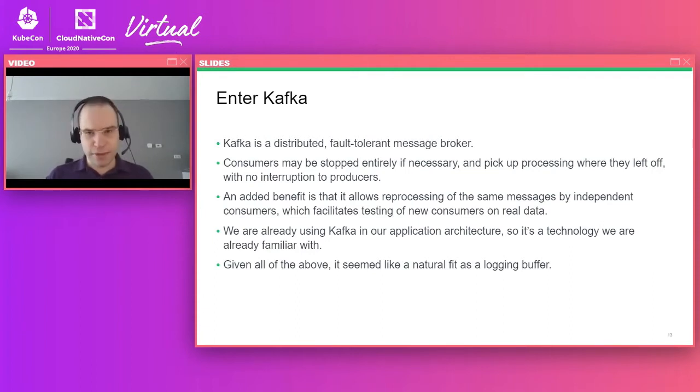Consumers may be stopped entirely, which means that if Fluentd breaks entirely for some reason, such as what I just described, any log producers don't even see that. They just keep writing their logs into Kafka, and when the consumer comes back online, it can reprocess what it missed. Another added benefit is that you can process the same logs twice by two different applications, which makes testing of new configuration very easy. You don't need to roll out a new configuration and find out if it breaks. You can have a testing Fluentd instance that reprocesses the same logs on real data with a new configuration and just see what happens. So given all of these advantages, it seemed like a good fit for a logging buffer, at least for our use case.